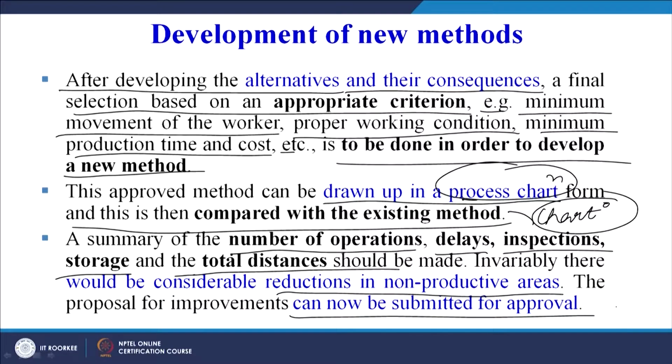So we can see that developing a better method is also a scientific technique. It is scientific, it is based on logic, it is not just based on intuition. So we can mathematically do the calculations and find out how much we have achieved, or how much better the new or the proposed method is as compared to the old method.